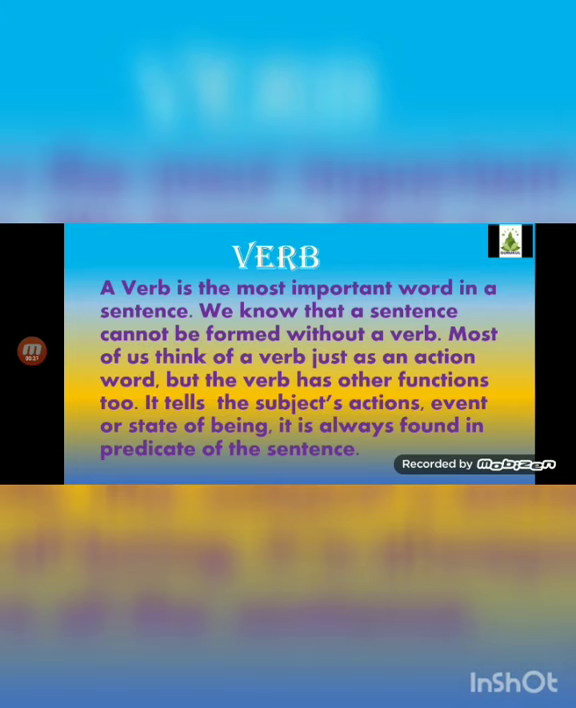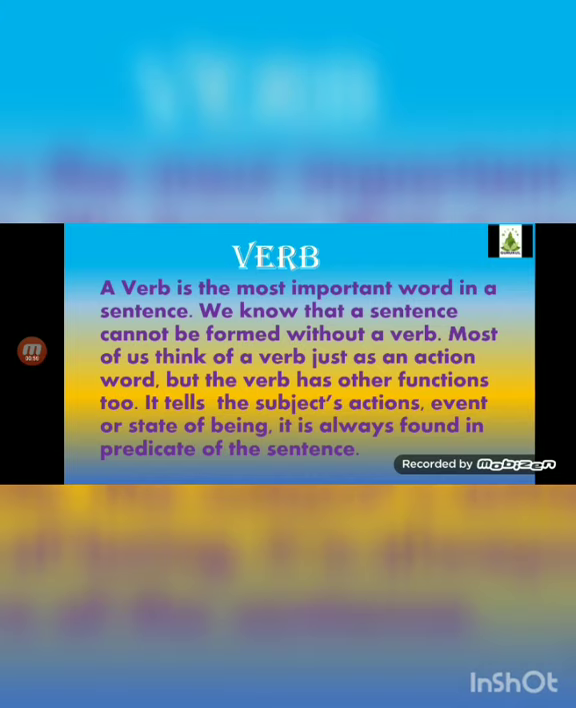So, a verb is the most important word in a sentence. We know that a sentence cannot be formed without a verb. Most of us think of a verb just as an action word, but the verb has other functions too. It tells the subject's action, event, or state of being. It is always found in the predicate of the sentence.